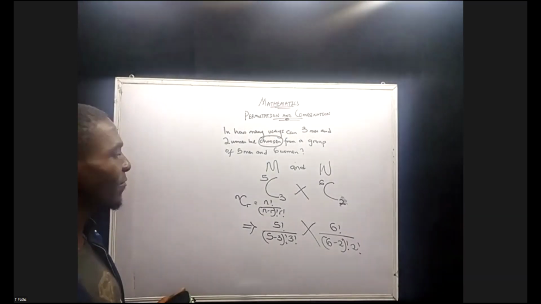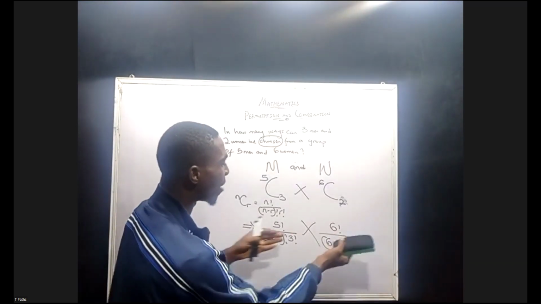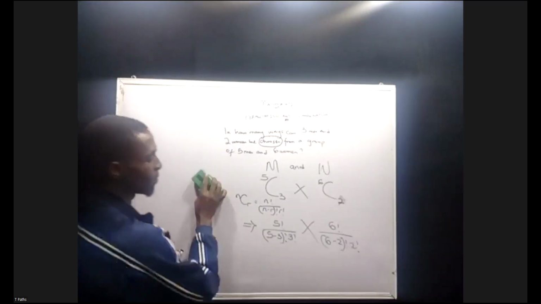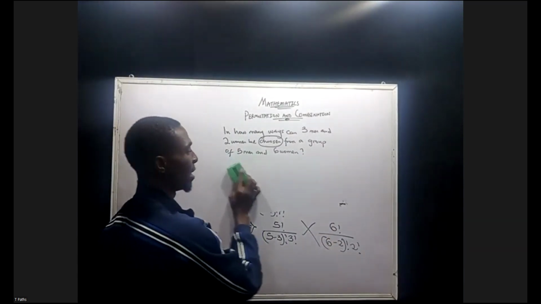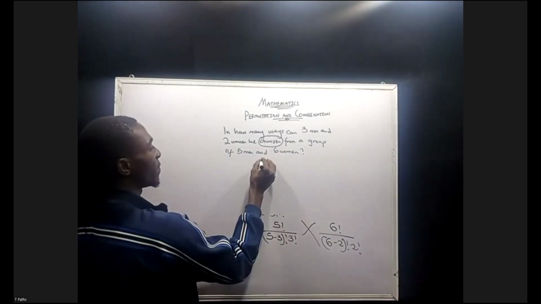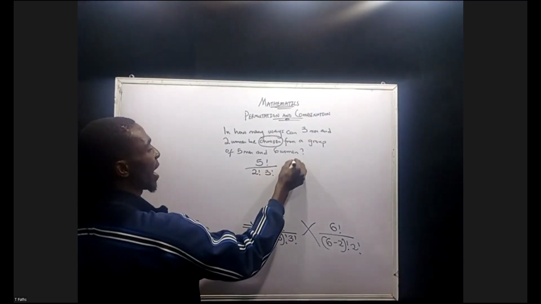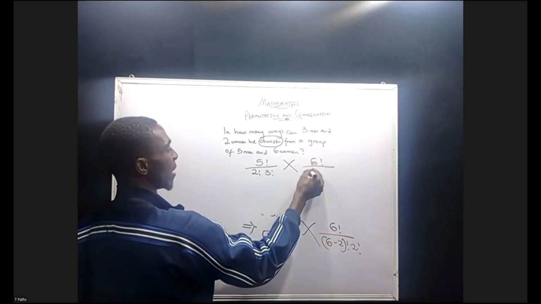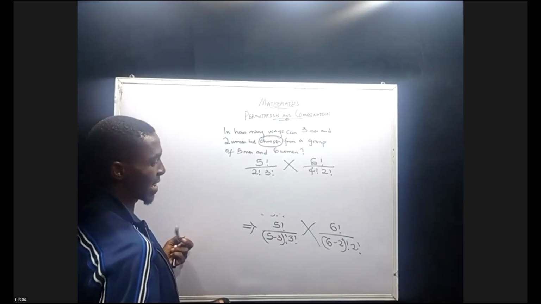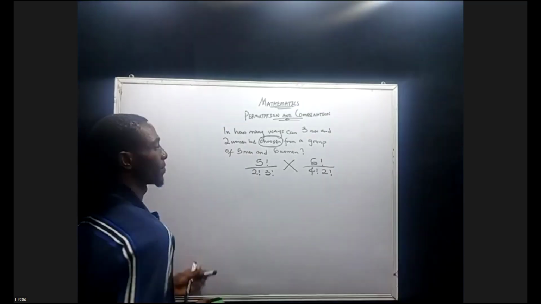Now, since we have that on the board, what do we do next? What we do next is to break down these 2 scenarios in a better translation. So let's break it down this way. Here I say 5 factorial divided by 5 minus 3, which is 2 factorial, 3 factorial, and 6 factorial over 4 factorial, 2 factorial. That is all we have there now. So I can clean this part, then continue with my solution.